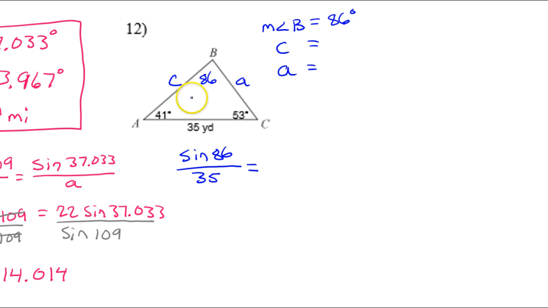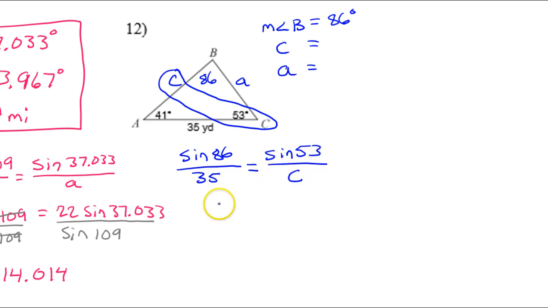So what shall I find next? For some reason I wrote C above A, so I guess I'm doing C next. Alright, so I should be able to make another ratio by saying the sine. Oh, why did I circle the 35? The 35 is a side, not an angle. Alright, side C is across from the 53-degree angle. So this will be sine of 53 over C.